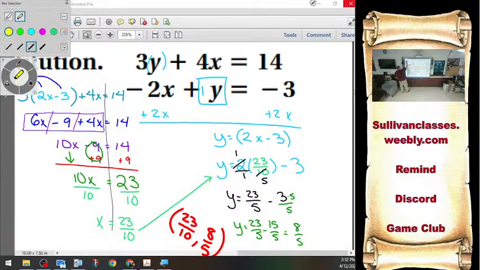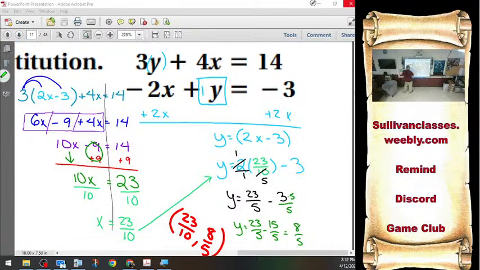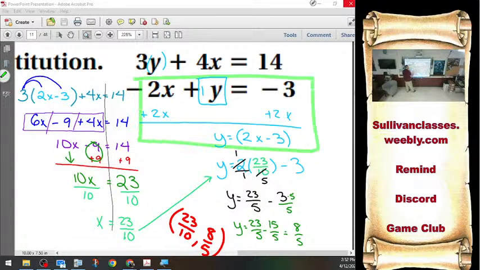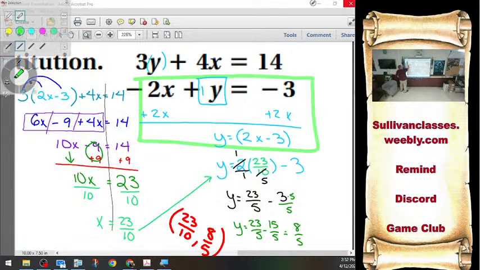So look at your steps. Step 1. Get an equation, get y or x by itself. Step 2.